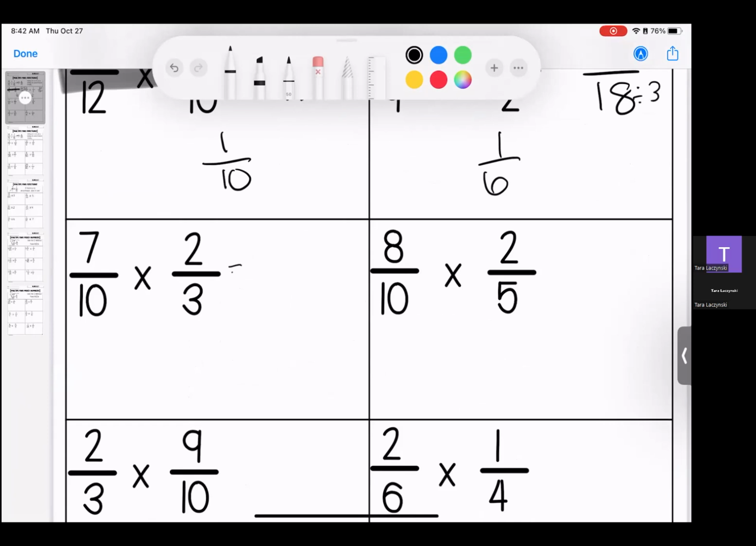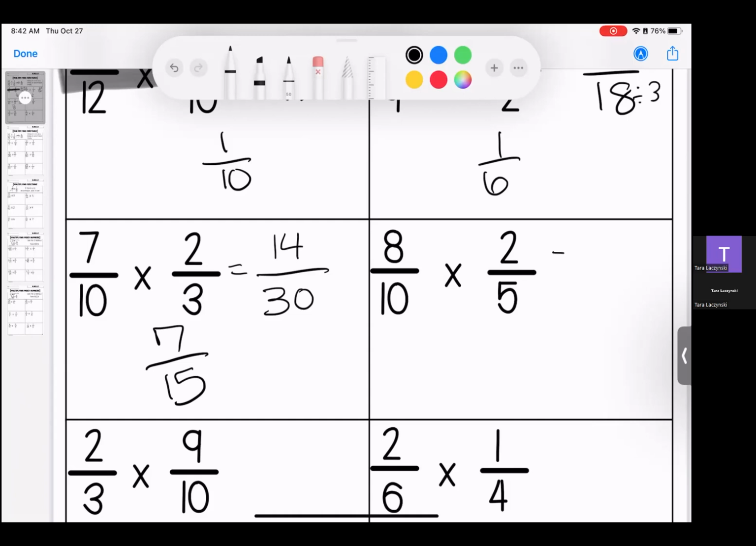7/10 times 2/3. Multiply across the top. 7 times 2 is 14. 10 times 3 is 30. If we simplified it, we could cut it in half and get 7/15. 7 is a prime number. It does not divide into 15, so that puts us in lowest terms.